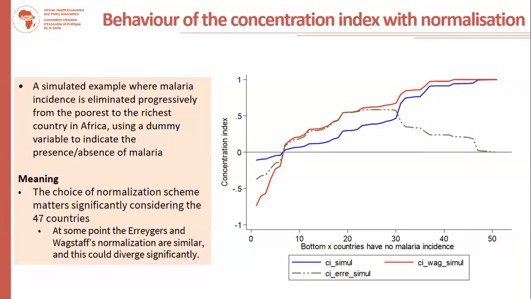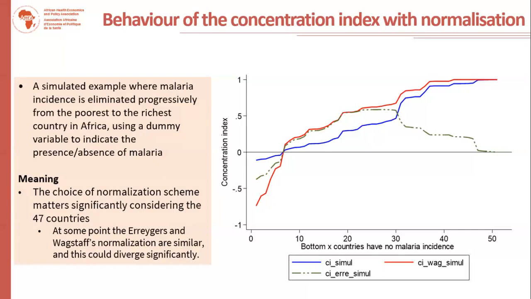So again, the standard index kept its pace, behaving as you expect, because as you move from the poorest to the richest, as you're eliminating malaria, the index should become pro-rich as you move along, and it's behaving as expected. But the rest are not behaving as expected. At some point, it's becoming even pro-poor.